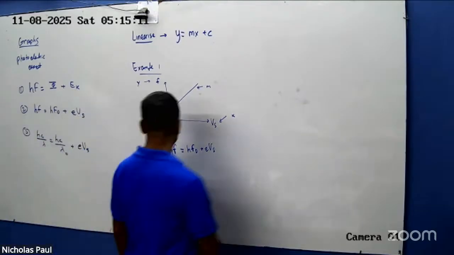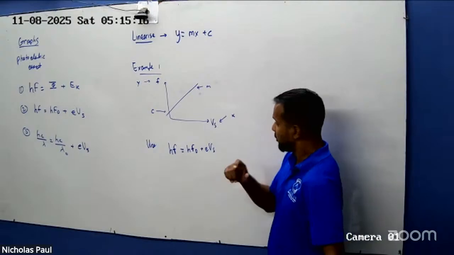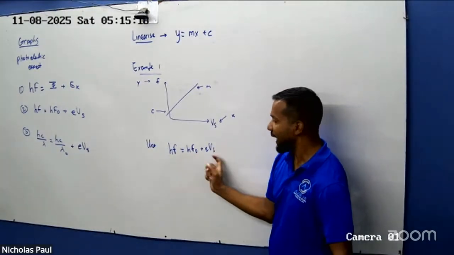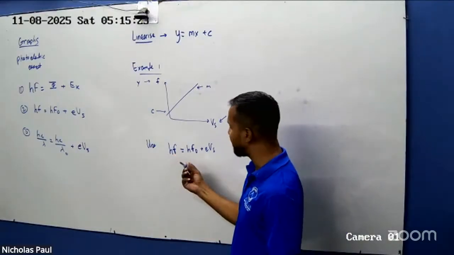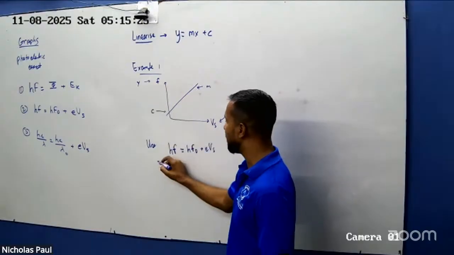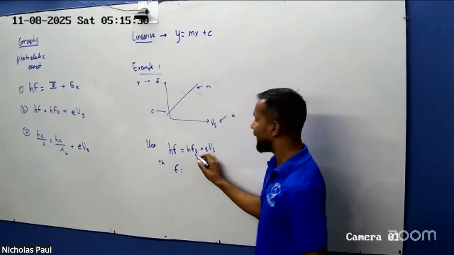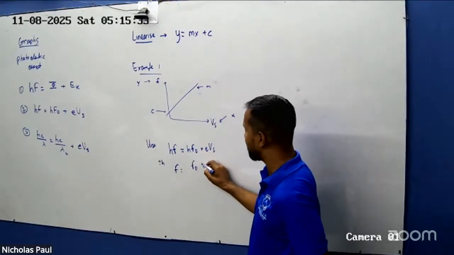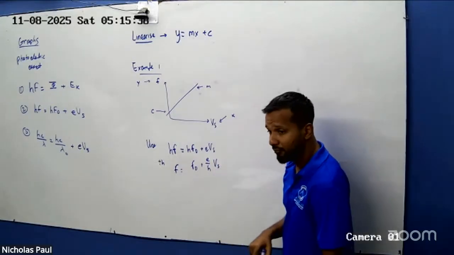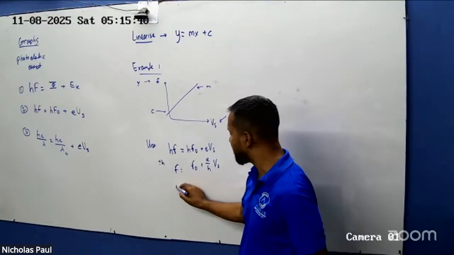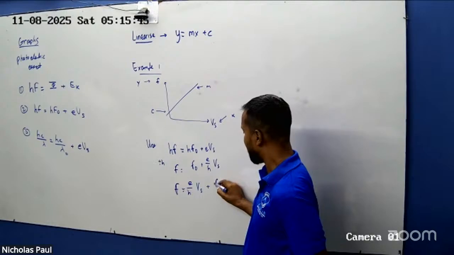Ready? So let's go. We have to put it in the form y is mx plus c, so you want to make f the subject. Because f is y, the first thing you want to do is divide by h. When I divide here by h, I'll get f; here I'll get f naught; and here I'll get e on h. If I rearrange this, I'll get f is equal to e on h Vs plus f naught.